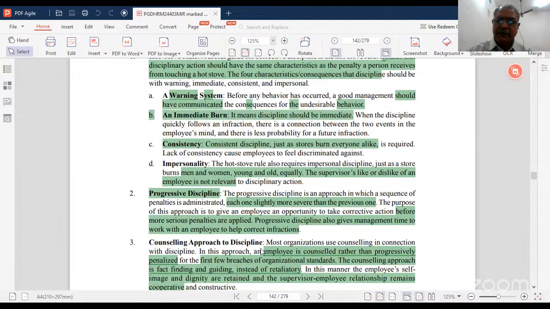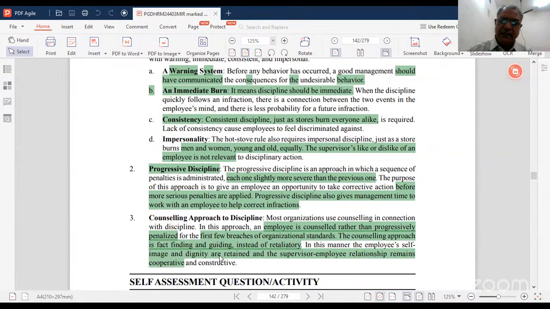Then the counseling approach to discipline. This is an advanced approach actually. Most of the organizations are now doing counseling in this particular action.